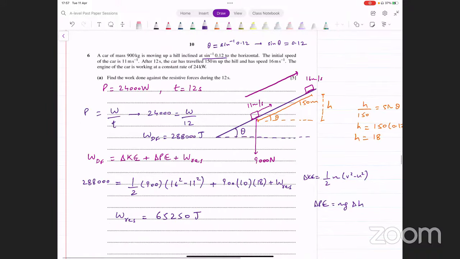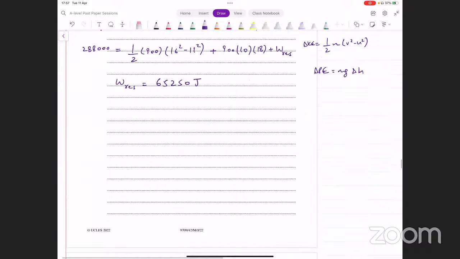आपने सिर्फ इस आइडेंटिटी के अंदर ये वैल्यूज इनपुट कर दी, वर्क डन बाय ड्राइविंग फोर्स निकाला, वो इनपुट कर दिया, चेंज इन काइनेटिक एनर्जी, चेंज इन पोटेंशियल एनर्जी, and you were able to find work done against resistance from that. ठीक है, let's move on, part B.